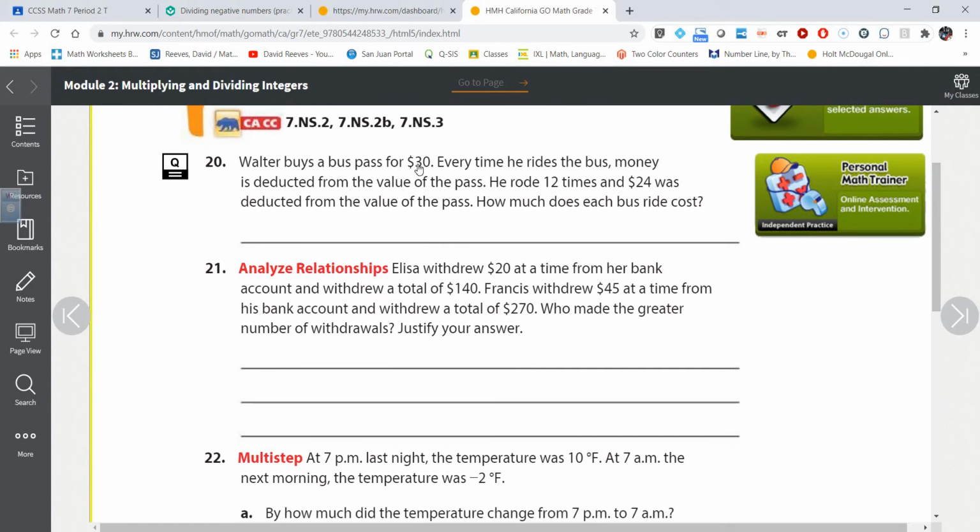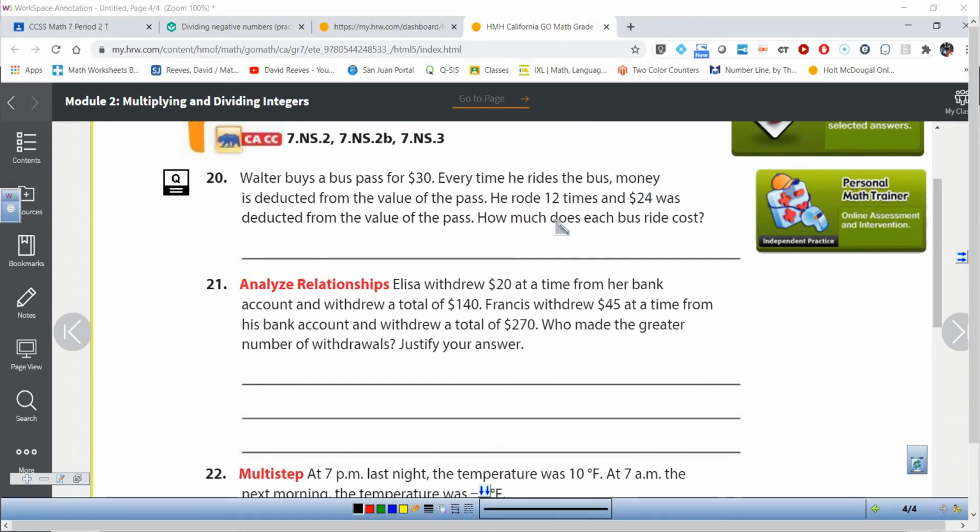Walter buys a bus pass for $30. Every time he rides the bus, money is deducted from the value of the pass. He rode 12 times and $24 was deducted. How much does each ride cost? Again, $24 was deducted, right? And he rode 12 times. 24 divided by 12 is 2. So $2 was deducted each time.